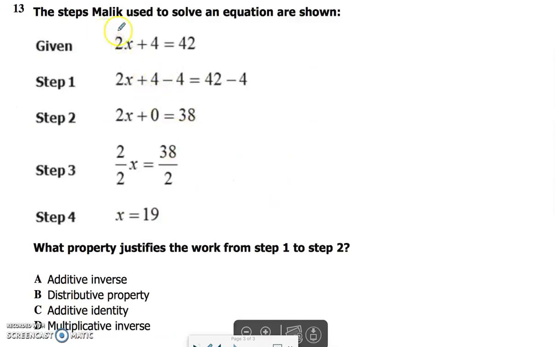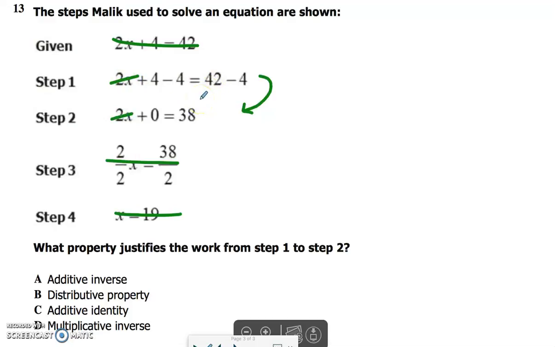Okay, number 13. The steps Malik used to solve an equation are shown. I'm going to skip ahead to the question. What do we need to focus on? What property justifies the work from step 1 to 2? From here to here. That's all I'm interested in. Not paying attention to that, or that. What's the same? Mark it out, because that didn't change anything.